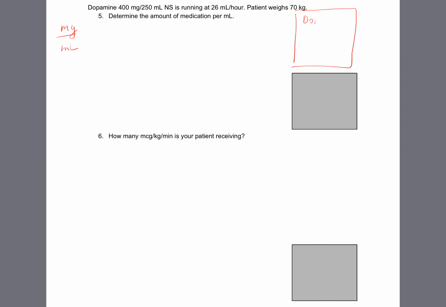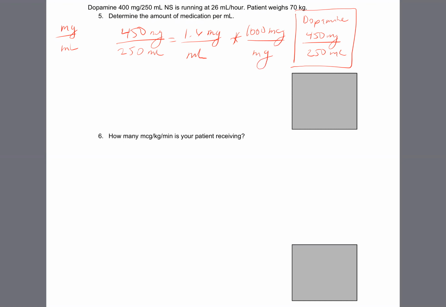But remember, we have dopamine, and there's 400 milligrams of dopamine, all in 250 mLs of NS. So we're going to do 400 milligrams divided by 250 mLs. And your answer is going to be, again, 1.6 milligrams per ml. Remember, the conversion that we need to know is there's 1,000 micrograms per milligram.